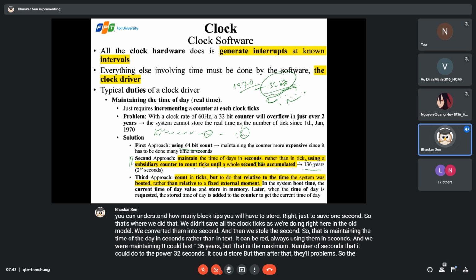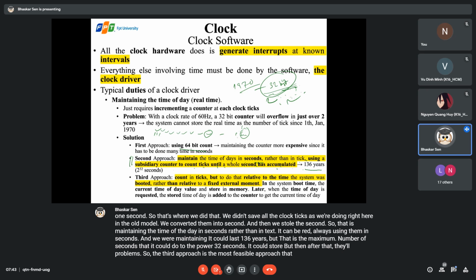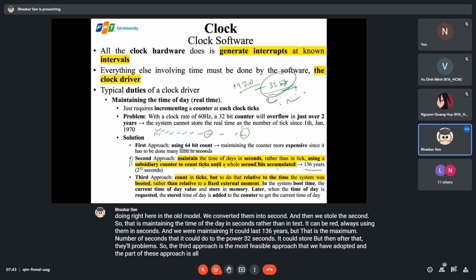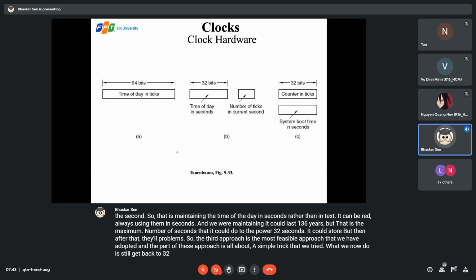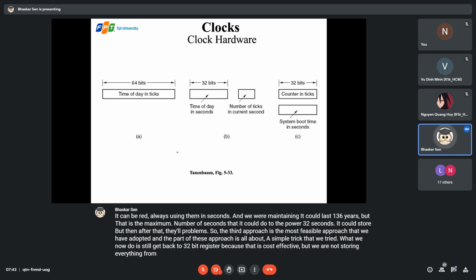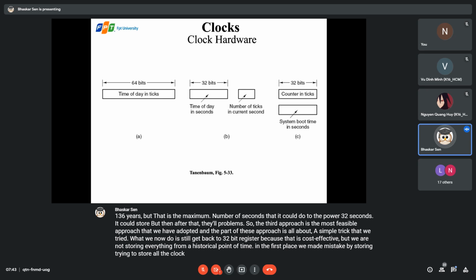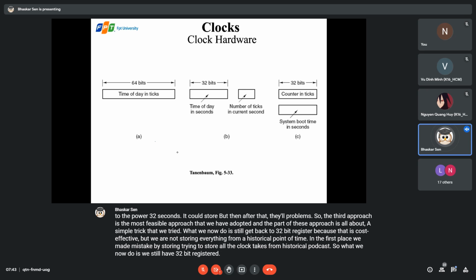So the third approach is the most feasible approach that we have adopted. And the part of this approach is all about a simple trick that we play. What we now do is still get back to 32-bit register because that is cost effective, but we are not storing everything from a historical point of time. In the first place, we made a mistake by trying to store all the clock ticks from a historical point of time. So what we now do is we still have 32-bit register. We do it relative to the computer's last boot time.